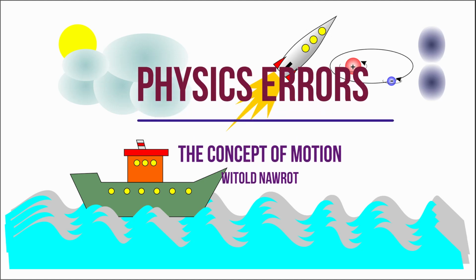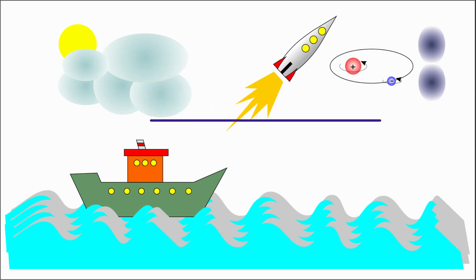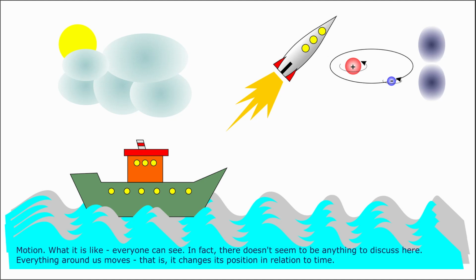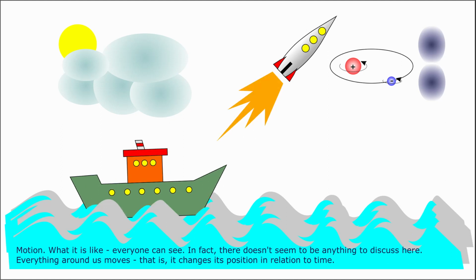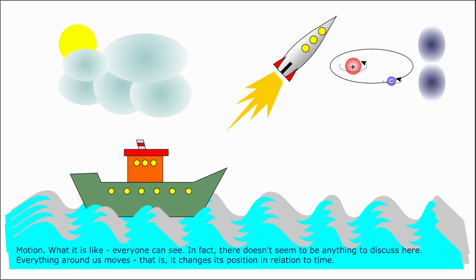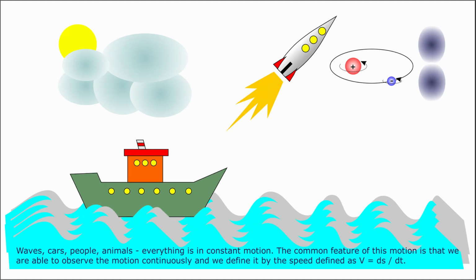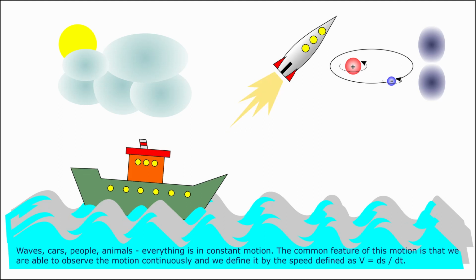Physics errors. The concept of motion. Motion, what it is like, everyone can see. In fact, there doesn't seem to be anything to discuss here. Everything around us moves, that is, it changes its position in relation to time. Waves, cars, people, animals, everything is in constant motion.